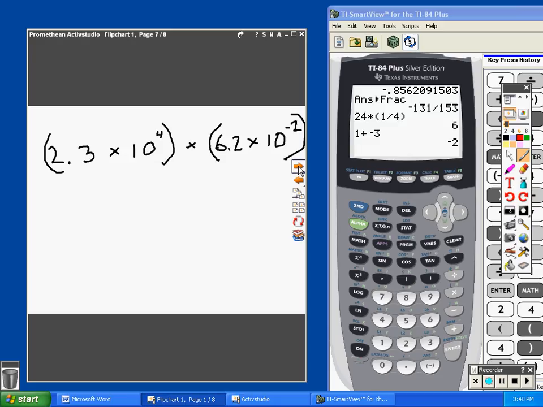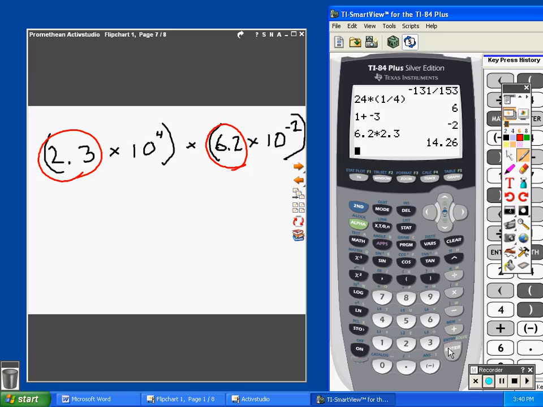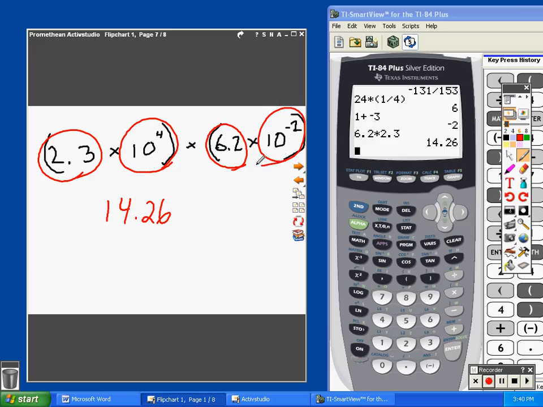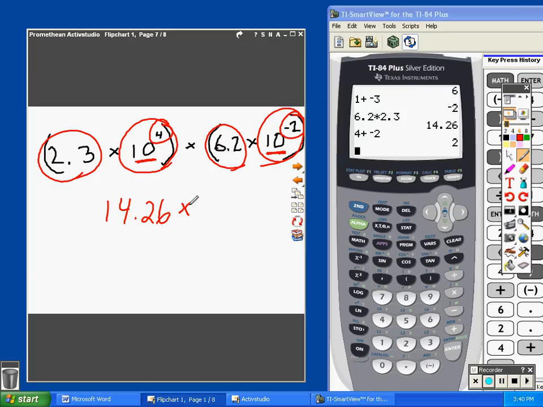Alright, go ahead and do this one. It's multiplying absolute value. Alright, so remember, when you multiply absolute value, you could just multiply the numbers in front. 6 2/10 times 2 3/10, and you get 14.26. And then you could also just multiply the powers of 10. But remember, when they have the same base, you could just add the exponents. So 4 plus a -2 is 2, so you get times 10 to the 2nd power.